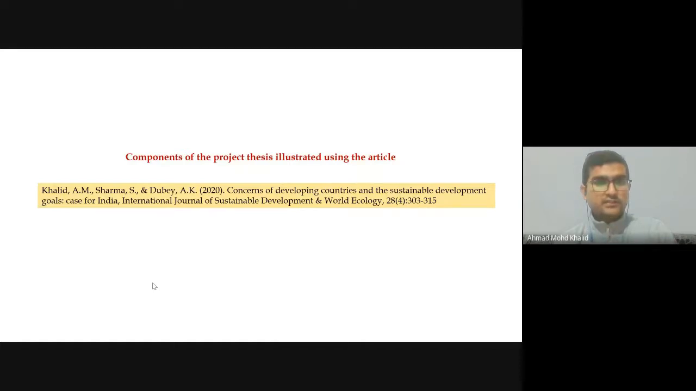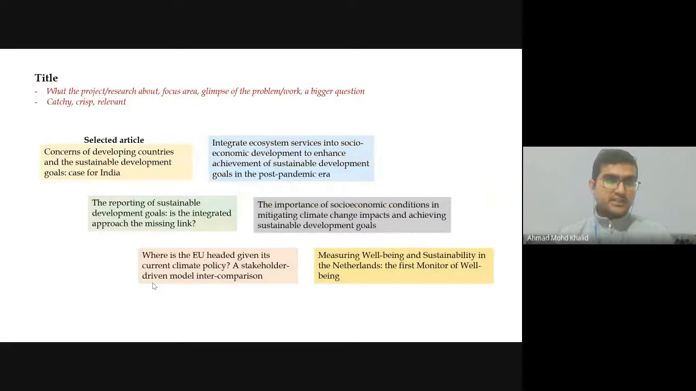So let's start with the first component, title. Whenever you're going to do any project work or write a research article, definitely the title of the article is very crucial. That is what will catch attention, that will tell people what the project or research is about, what the focus area is, what problem we are talking about, what the bigger question is. We have to take care that a title cannot be very long. It has to be catchy, crisp, and relevant.